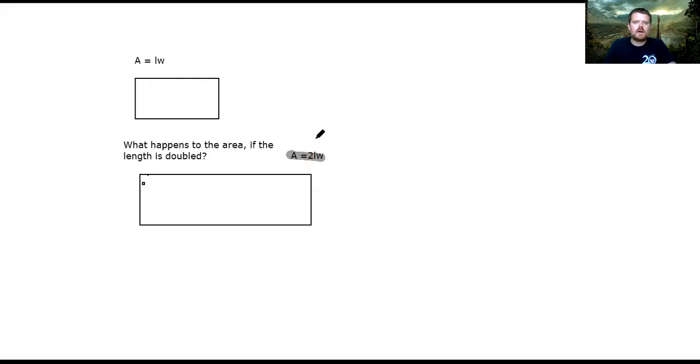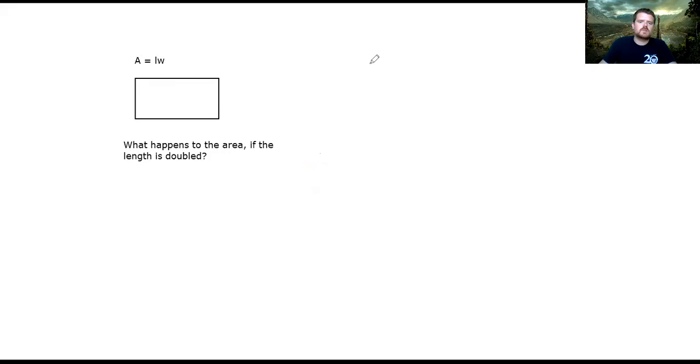So similarly, if I asked you what happens to the area if the width is doubled. So let's say I change this to, instead of length, I change this to width. It's going to be the same process. Again, if you want the visual, maybe that helps. I can kind of see that that's taking up twice the amount of space. And so in terms of the formula, if I plug in L times 2W, rearrange that a little bit using my commutative property, indeed, it's twice the area of the original shape.